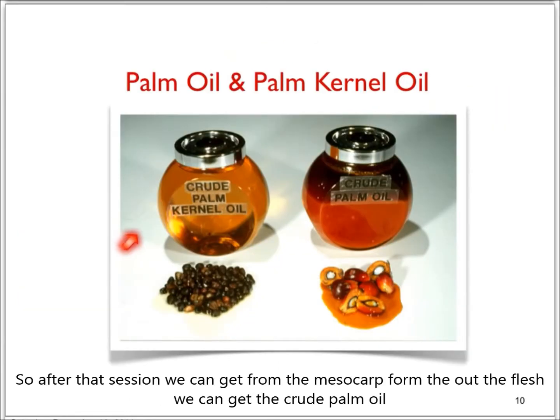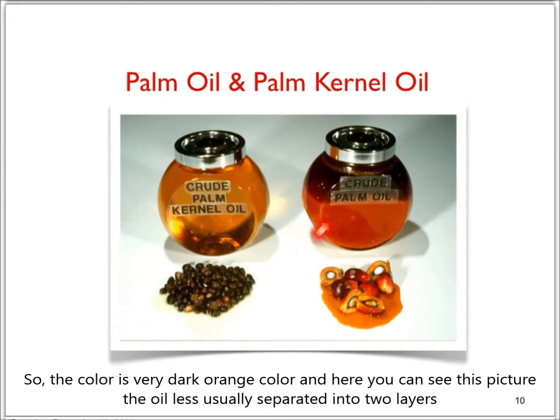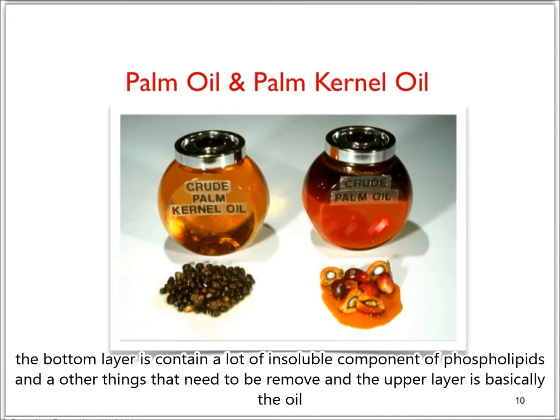So after the extraction, we can get the crude palm oil from the mesocarp, or the outer flesh. The color is a very dark orange, and here you can see in this picture the oil has actually separated into two layers. The bottom layer contains a lot of insoluble components, phospholipids and other things that need to be removed.